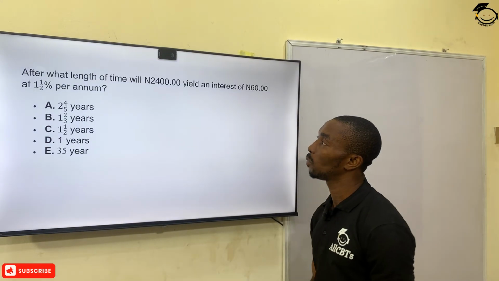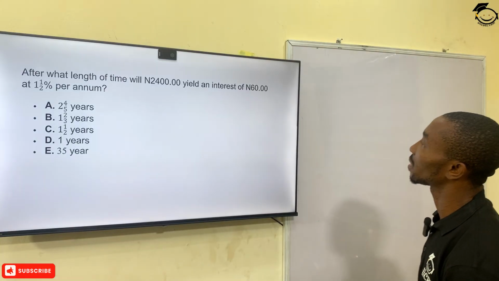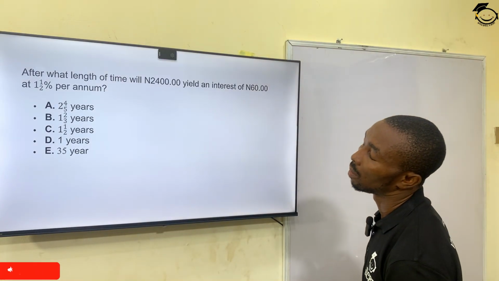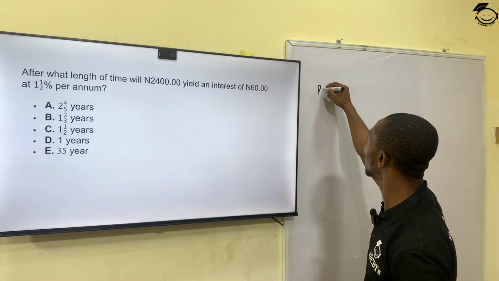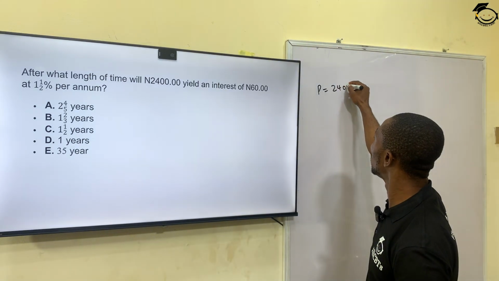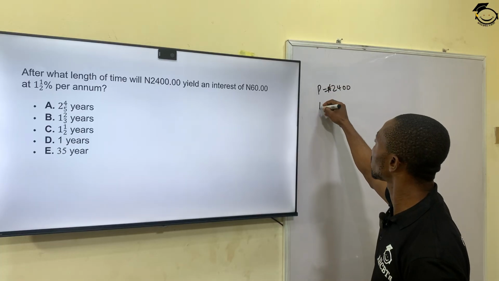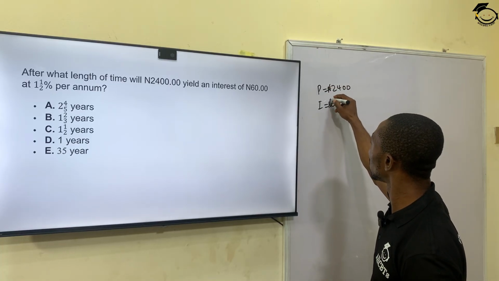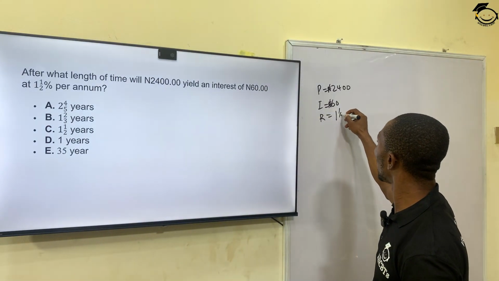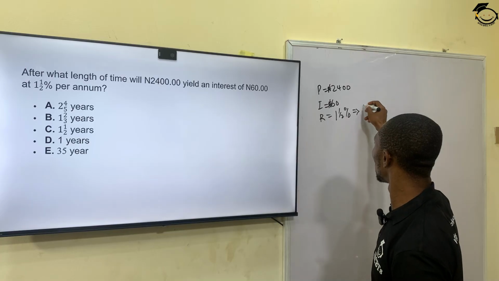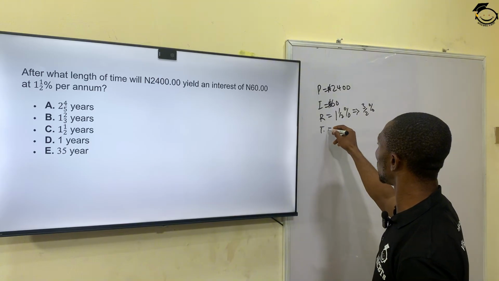After what length of time will 2,400 naira yield an interest of 60 naira at 1.5% per annum? Now, we have our principal to be 2,400, and interest to be 60, then rate to be 1.5%, which is 3/2%. Okay, then we are looking for time, t.